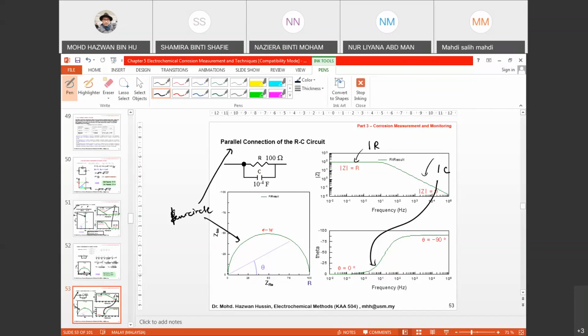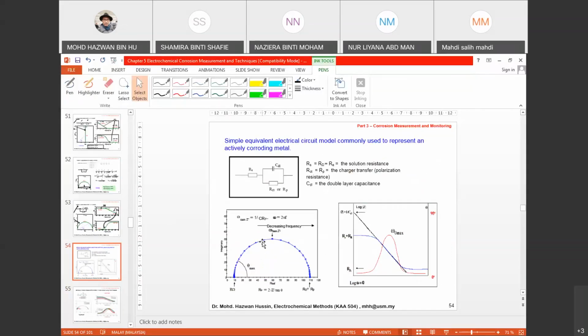So over here, as I said, there's no Rs, no solution resistance, because the value starts from the origin, immediately from the origin. So you don't have any solution resistance. So that's the indication, and this is the one that we discussed just now.